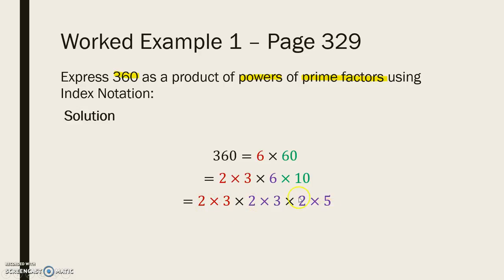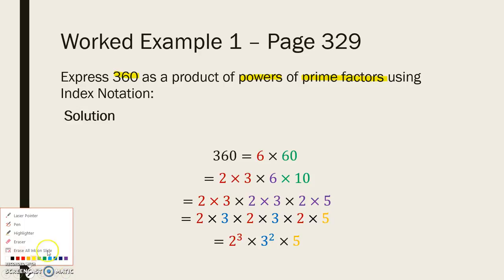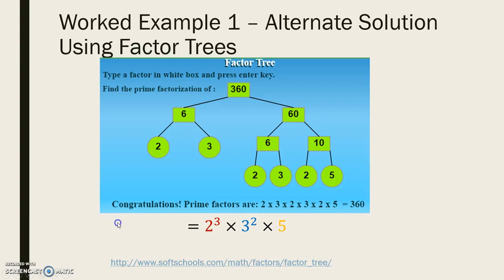Now we've got multiple numbers that are recurring again and again, so we can use index notation to reduce that into something smaller. I've color-coded these again: 2's in red, 3's in blue, and 5 is an orange-yellow. Because we're multiplying lots of 2, it's 2 to the power of 3. Because we have 3 multiplied by itself twice, it's 3 squared, and then 5 there. Now don't forget, if there's no power mentioned, that means the power of 1. We don't write that, to save ourselves some time.